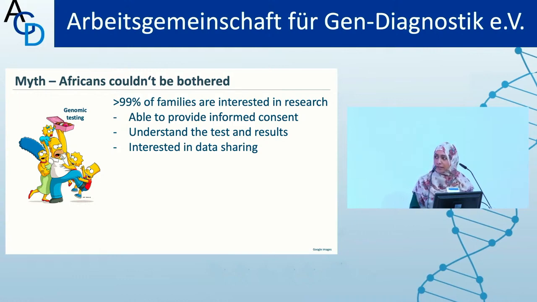We've prioritized Maggie, so the Simpsons are my favorite family. We've prioritized little ones like Maggie to get access to the tests first, but families are clamoring amongst themselves and between themselves to get access to this. They are very much able to provide informed consent. They are very able to understand the test results.